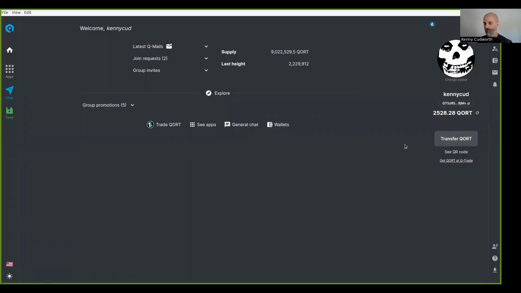Okay, we're going to talk about coin trading on Qortal today. So here I am on Qortal Hub on the home page, and I will go to Trade Qort here in the middle of the page.